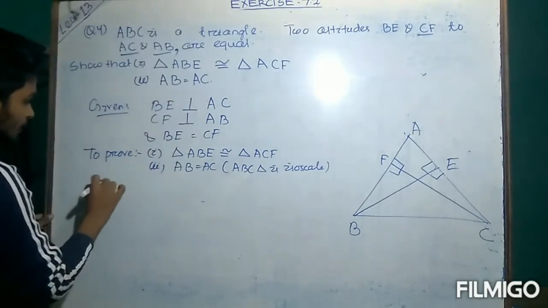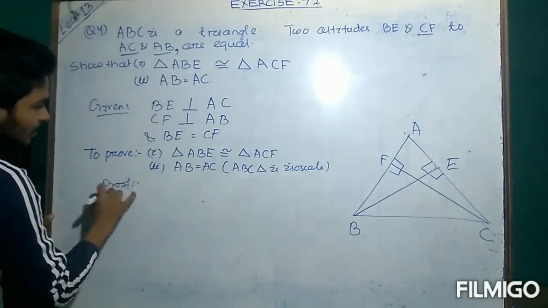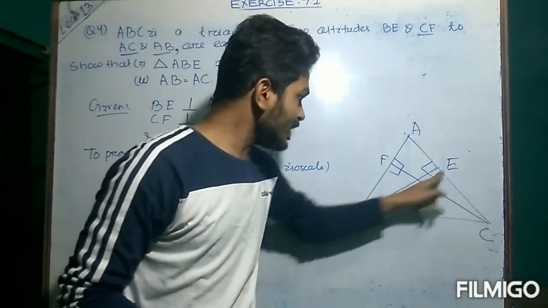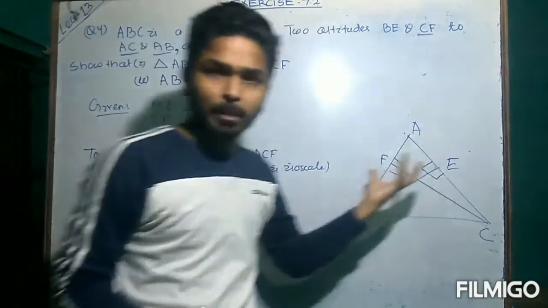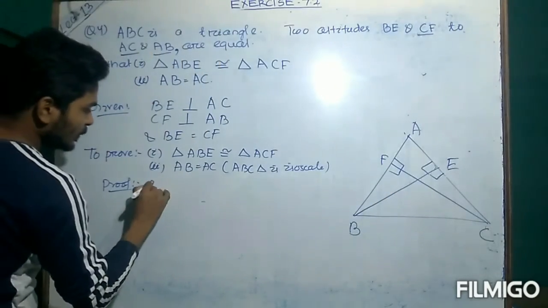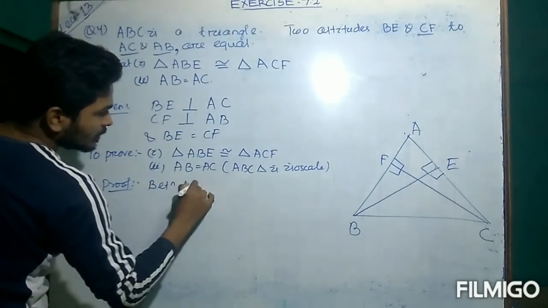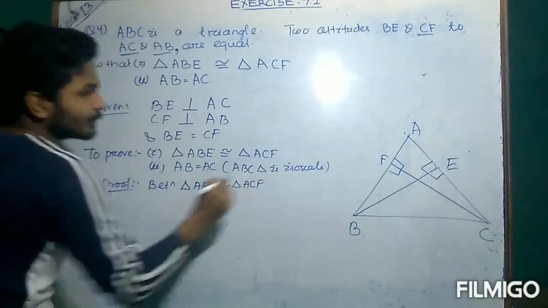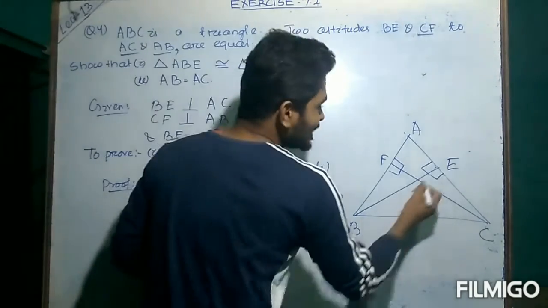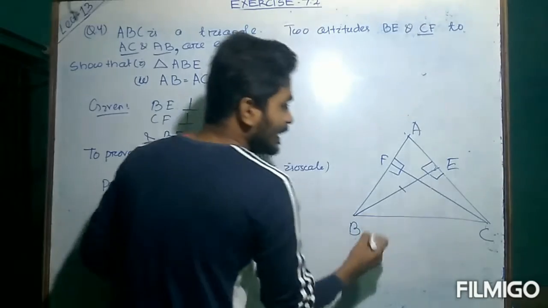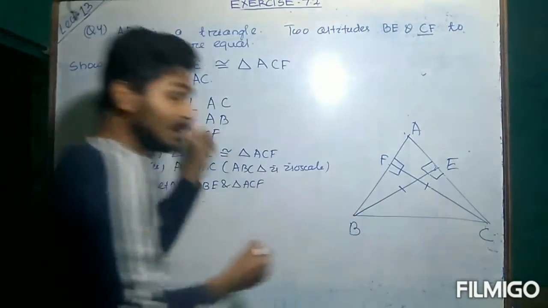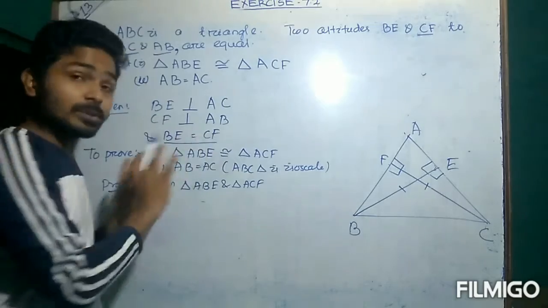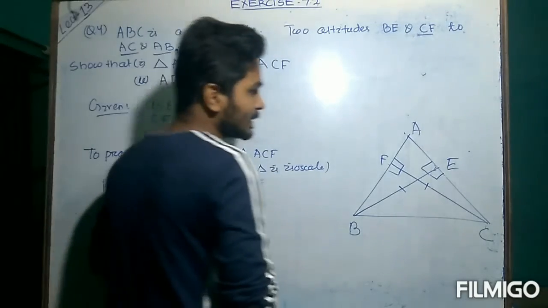So let us prove the first statement. In the first statement, we have to prove that triangle ABE is congruent to triangle ACF. So let us compare them first. Between triangle ABE and triangle ACF, since it is given BE is equal to CF, it is already given. Don't underestimate it. Okay, BE is equal to CF. Now we will compare this.